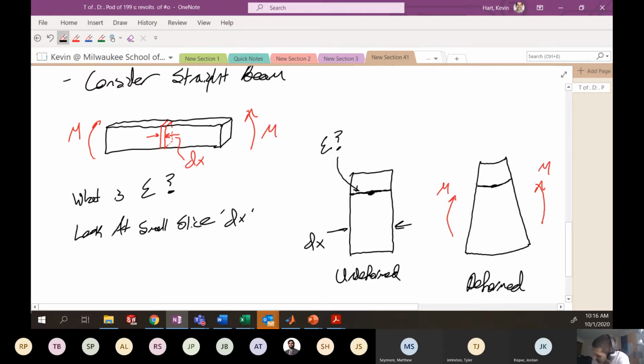And so we want to know how basically this little width of the bar changes in length as we go from undeformed to deformed. That would be kind of like your strain measurement. All right, okay, so let's do this.